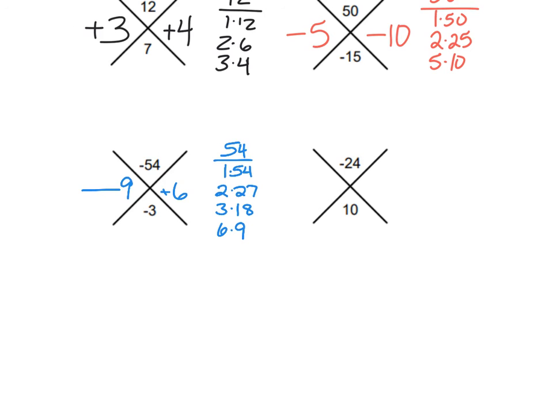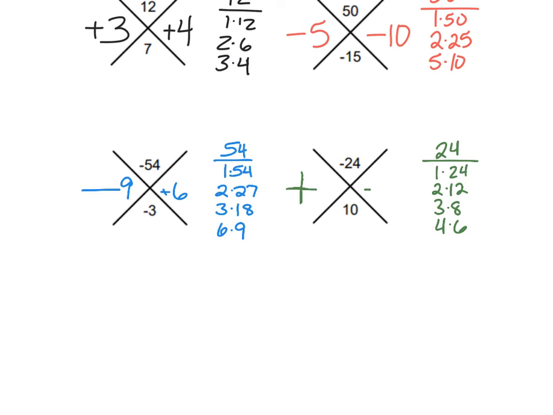For this last one, the top number is negative, bottom number is positive. What should my signs be? A humongous positive and a tiny negative. Let me make it more aggressively large, just for fun. There's an aggressively large plus sign and a small minus sign to help me remember my signs. The factors of 24 are 1 times 24, 2 times 12, 3 times 8, and 4 times 6.